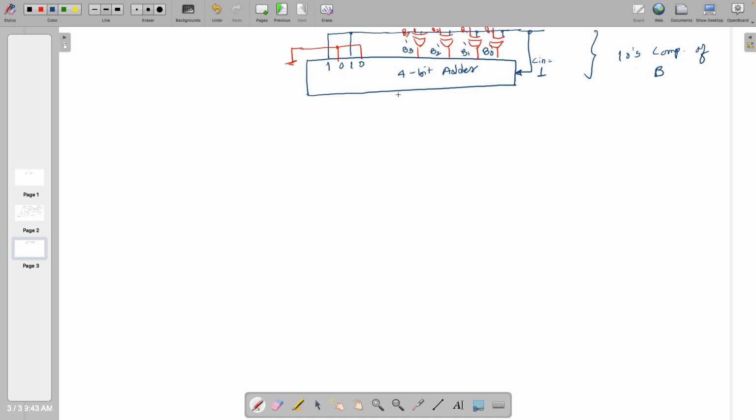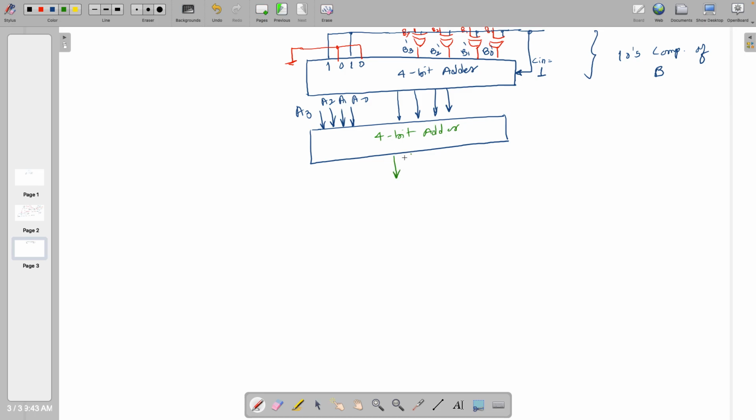So you will have a number available here which needs to be added with another operand, which was A3, A2, A1 and A0. When you are doing this, you will definitely have 4 numbers. So this is again a 4-bit adder. It will have 4 numbers. Let's call them x3, x2, x1, x0 and k as output bit.